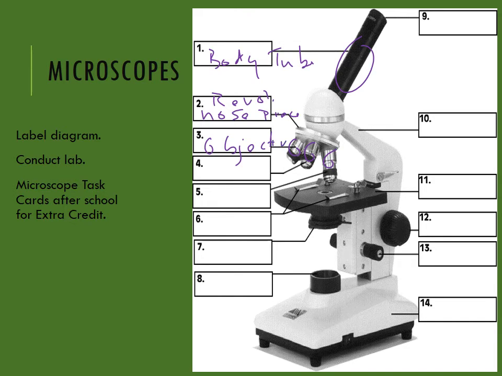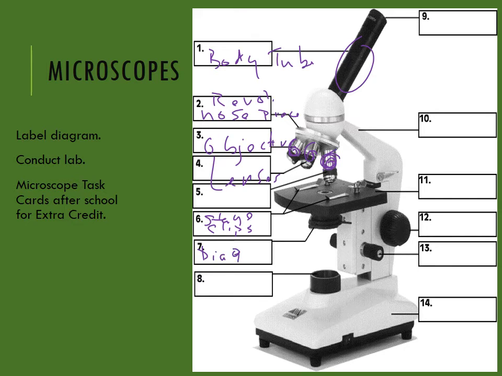All right, these are your objective lenses, and they go in power of magnification. This is the highest, this is the lowest, and this is the median. Number 6 is your stage clips. Your stage clips hold down whatever specimen you have on a slide. And number 7 is your diaphragm of the microscope.